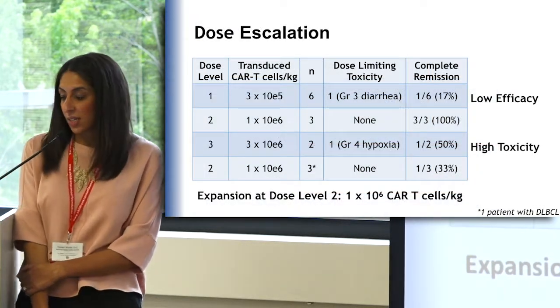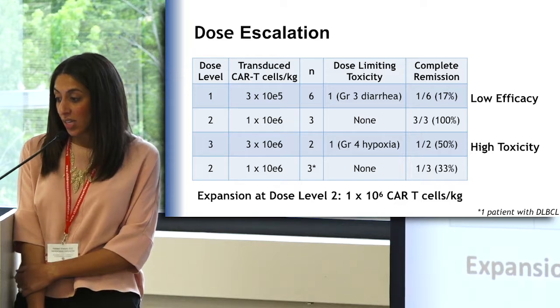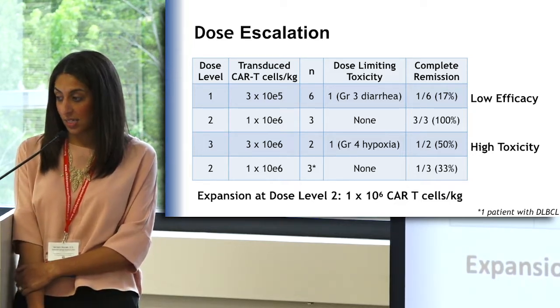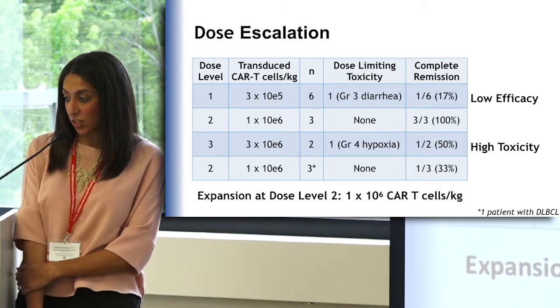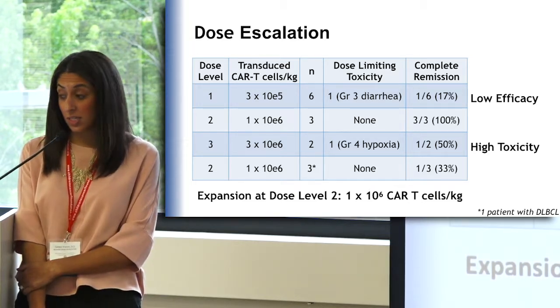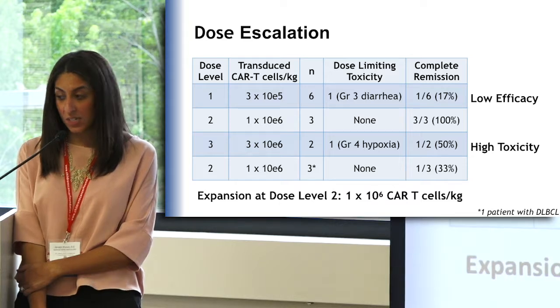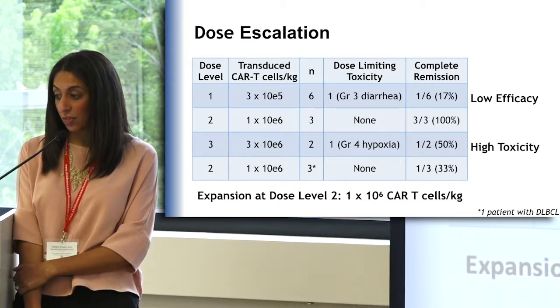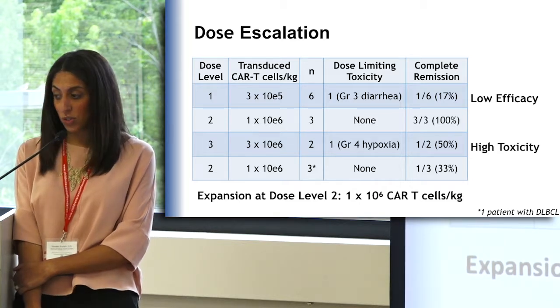This is our dose escalation for our CD22 study, and as you can see, with the 3 × 10⁵, this is non-T cell selected. We treated 6 patients. We had 1 dose-limiting toxicity, but we had pretty low efficacy. We then increased our dose to dose level 2 at 1 million cells. We treated 3 patients. 3 of 3 patients had a response.